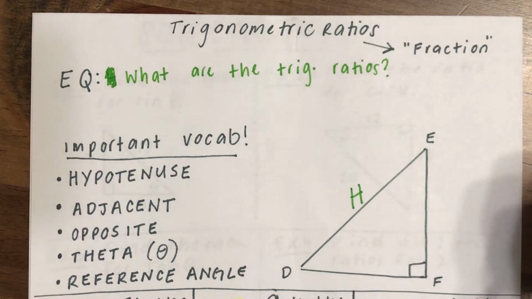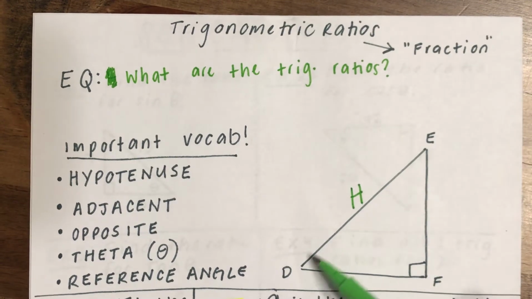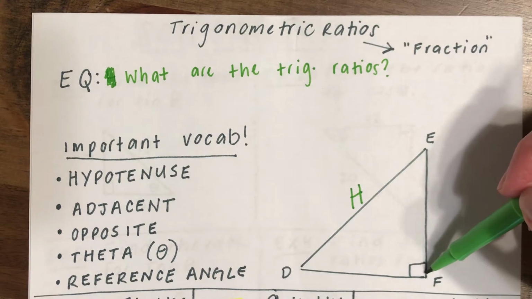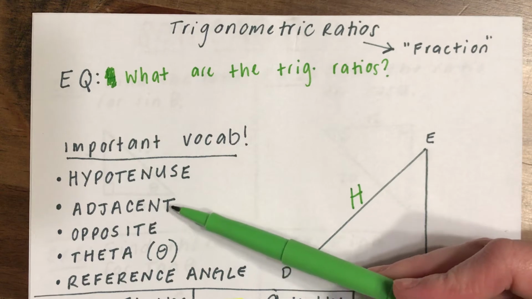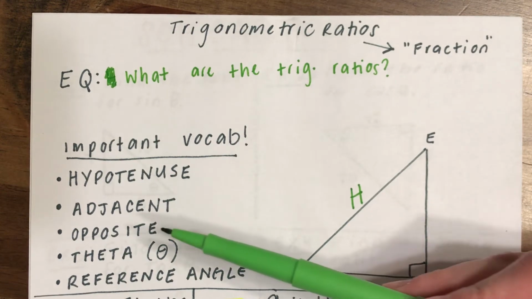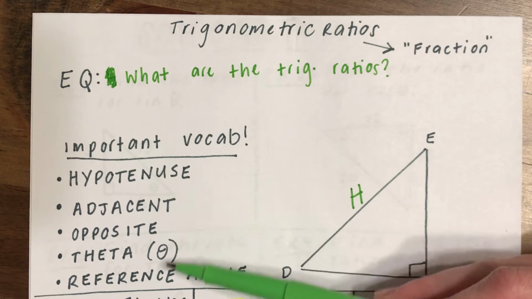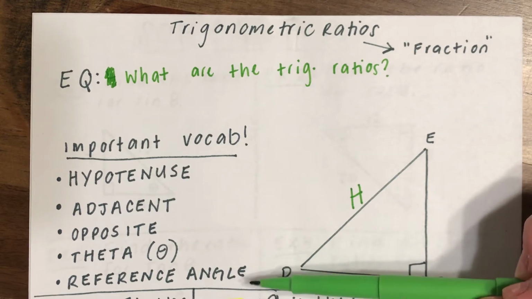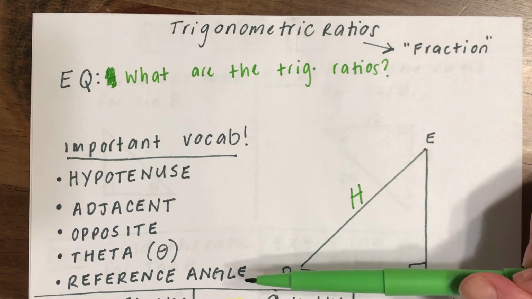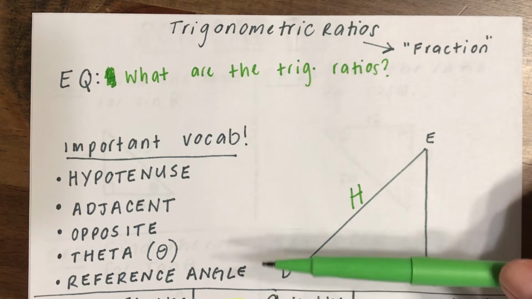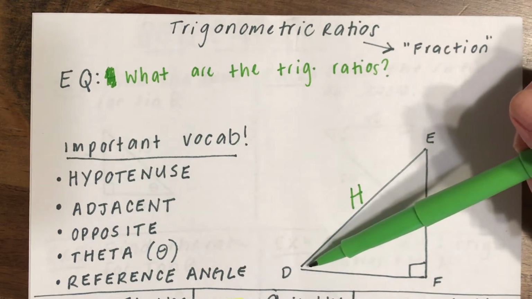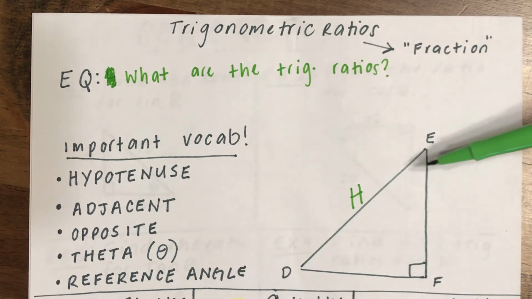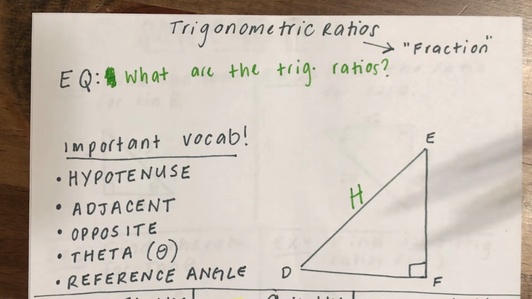When you are doing these problems, you always label the longest side, which is across from the right angle, as H. The adjacent side, we're going to get to that in just a second, and the opposite side. Before I explain these three words, I'm going to skip down to reference angle. The reference angle is our point of reference for how we label things in the triangle. We are either going to be using the lower acute angle or the one at the top, depending on how the triangle is rotated or how it appears.